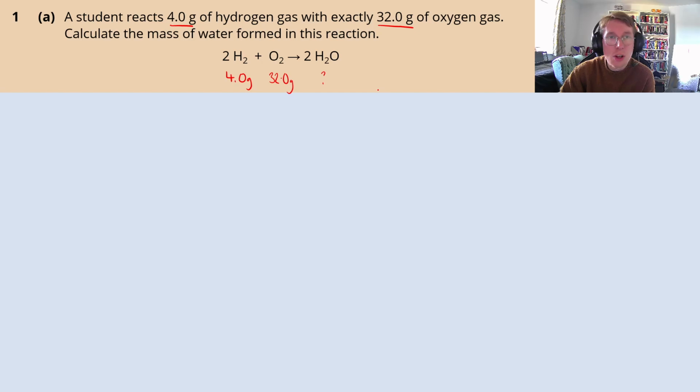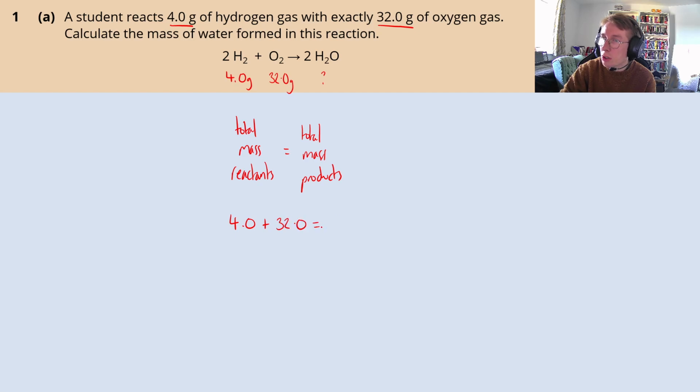And as we said, the mass of the reactant, the total mass, has to be equal. So I'm going to write that down. The total mass of the reactants must equal the total mass of the products. So what that means is we just need to do the total mass of the reactants, which is 4.0 plus 32.0, which gives us an answer of 36.0 grams. Okay, because there is only one product, that is our water, so therefore the mass of the product formed is 36.0 grams. That will get you 1 mark if you get that right, so well done if you did.